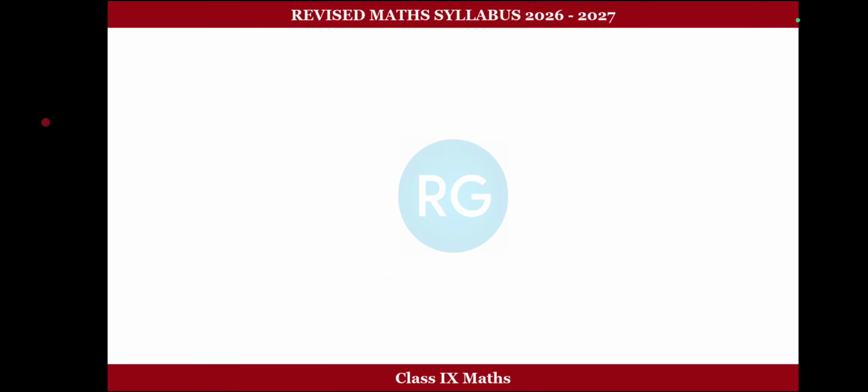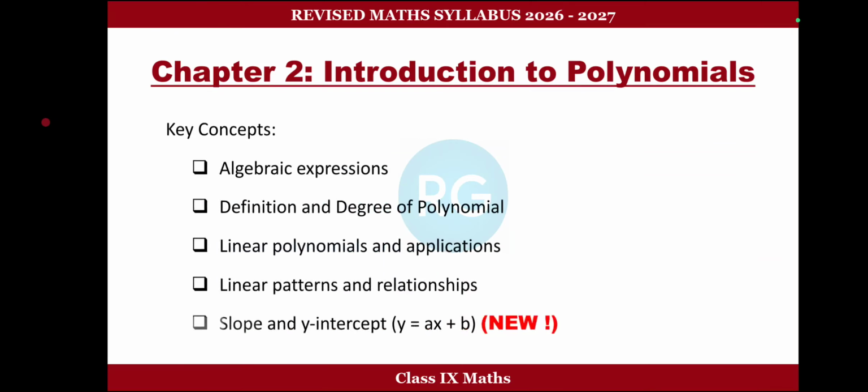And moving on to the next one, that is introduction to polynomials. Polynomials was already a part of class 9 syllabus, but इसमें change क्या हुआ है थोड़ा बहुत देख सकते हैं. Algebraic expressions था, इसमें definition, degree of polynomials, linear polynomial, ये सब कुछ था. Slope and y-intercept. Slope was a concept which was introduced to a child in class 11th. So वो थोड़ा सा concept 9th में लेके आ गया है.